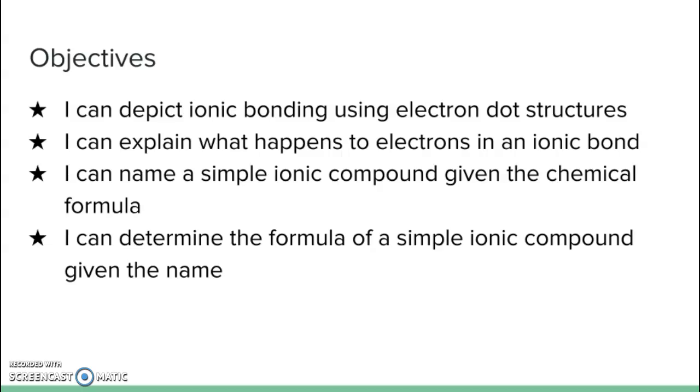So you're going to be able to depict ionic bonding using electron dot structures, so those Lewis dot structures we've been doing. You are going to be able to explain what happens to electrons when we have an ionic bond. And we're going to be able to name simple ionic compounds given the chemical formula and determine the formula based on the name. All right.